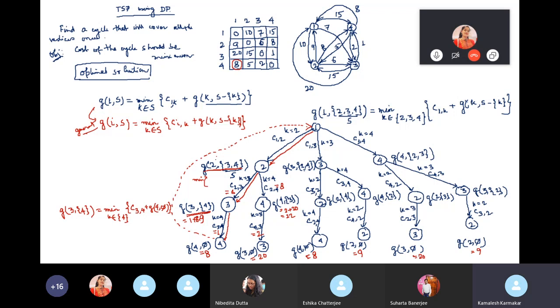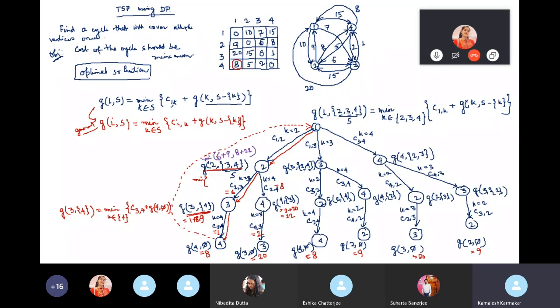Now, let us try to determine it. If we want to determine this minimum, then we have two paths. In one path, the cost is 6 plus 6 plus 9, so one cost is 6 plus 9. In another path, what is the cost? 8 plus 22. Among them, which one is minimum? That will be the cost.